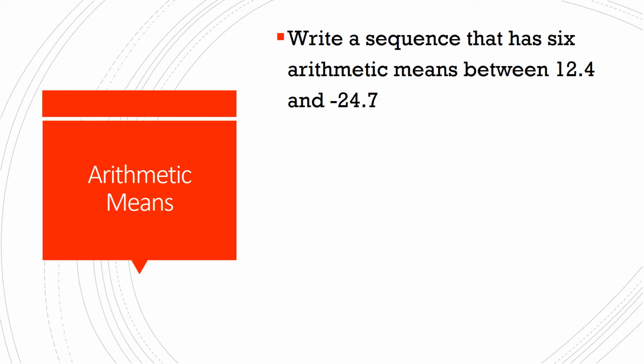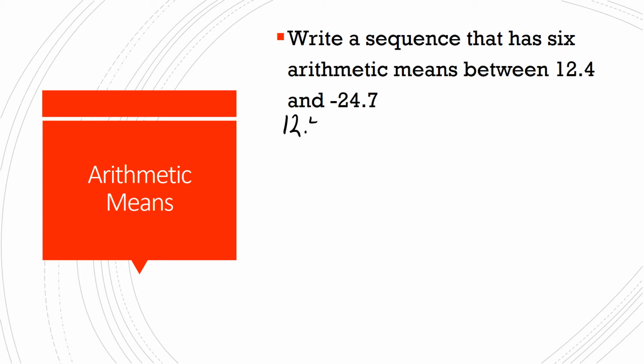So let's look at what we've got right here. We're saying write a sequence that has 6 arithmetic means. That means there's 6 numbers in this arithmetic sequence between 12.4, 12 and 4 tenths, and negative 24 and 7 tenths. And so I could actually visualize it like this.